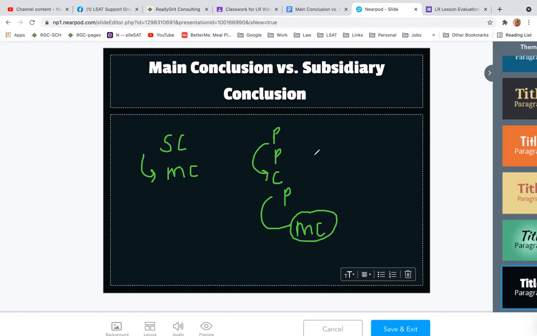But remember, it doesn't necessarily matter where in the argument which one is. Technically our main conclusion could be the first sentence of the argument. It might give us a premise, then a subsidiary conclusion, which in turn is supporting this main conclusion. So remember, it doesn't matter the order necessarily, but we have to determine which one is supporting the other.